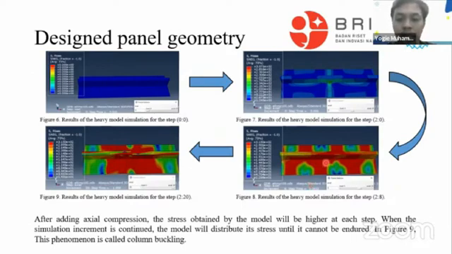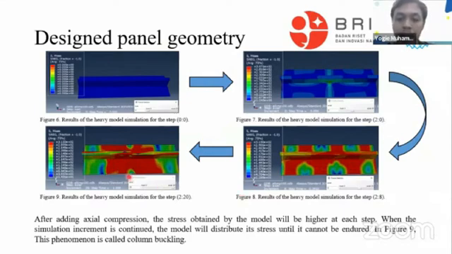After adding axial compression, the stress obtained by the model will be higher at each step. At step 2.8, the model experiences its ultimate strength. The model reached ultimate strength, so the strength of the model is at maximum level. When the simulation increment is continued, the model will distribute its stress until it cannot be endured. Based on the result presented in figure 8, it can be concluded that the stress in the model focuses on the center, which is affected by axial compression.